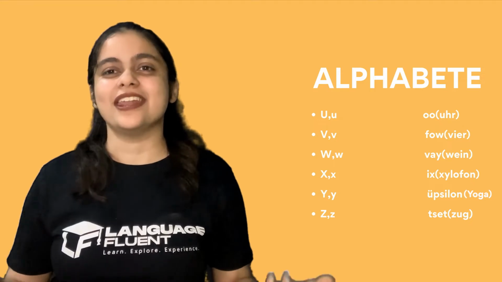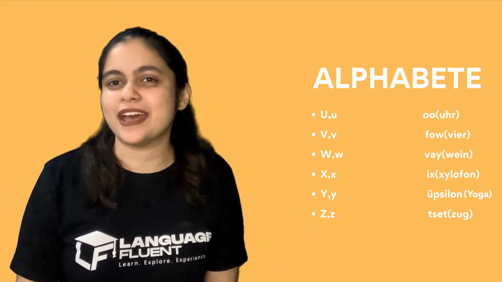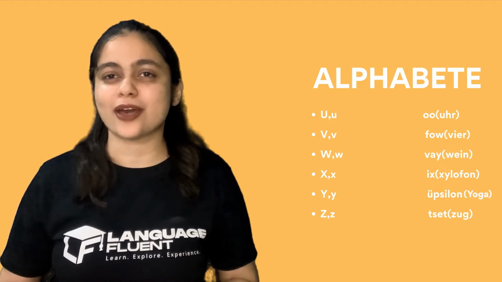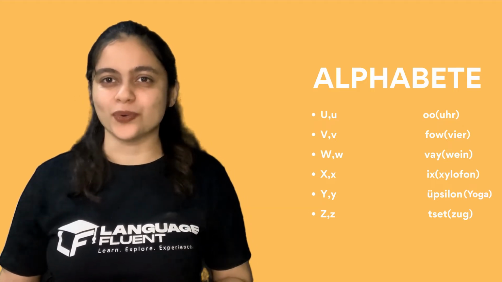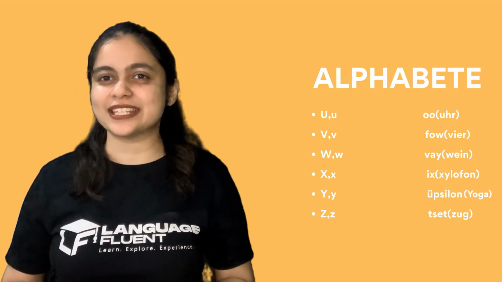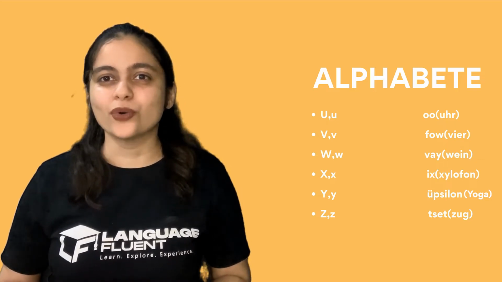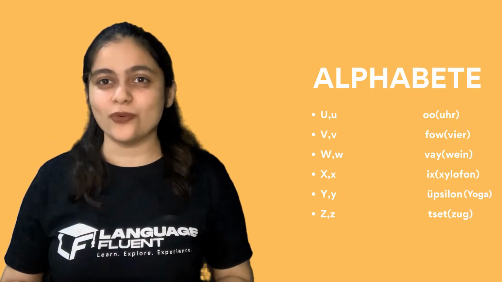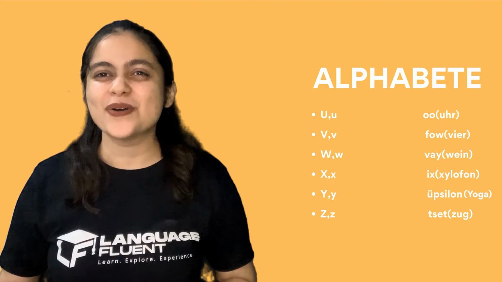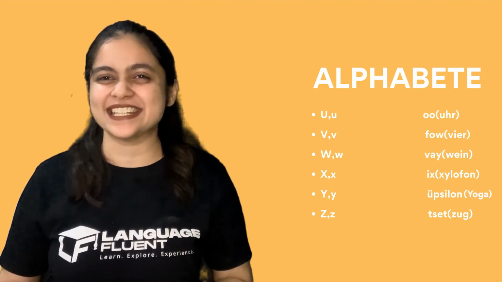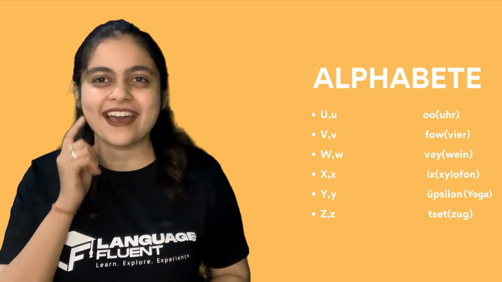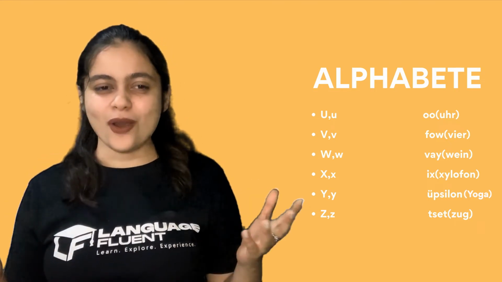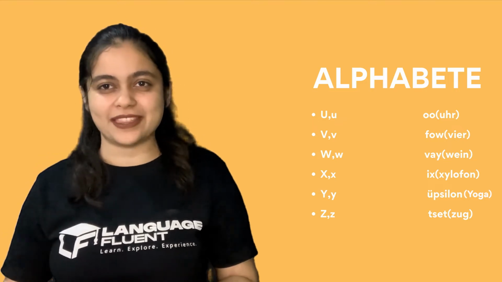Okay? Now, going on to the next alphabet, we have U. U is pronounced as U. And the vocabulary for the same is Uhr. So earlier we did Ohr and now we are doing Uhr. Uhr is a watch. That's right. So Ohr and Uhr. Okay?